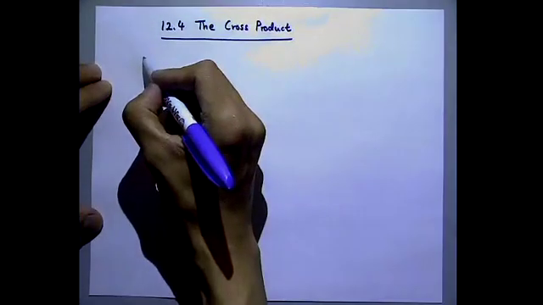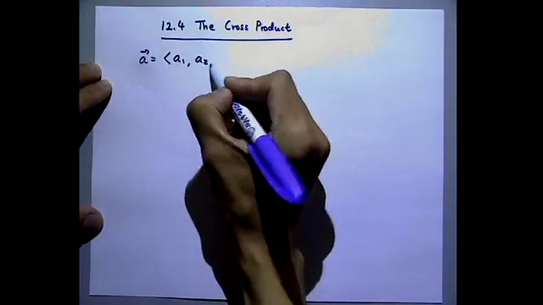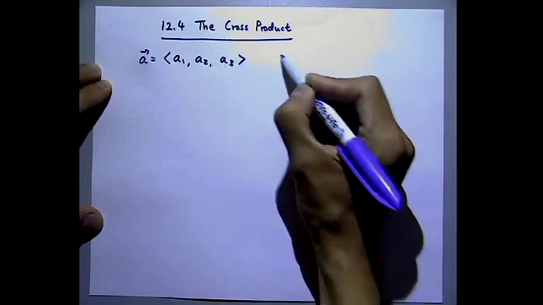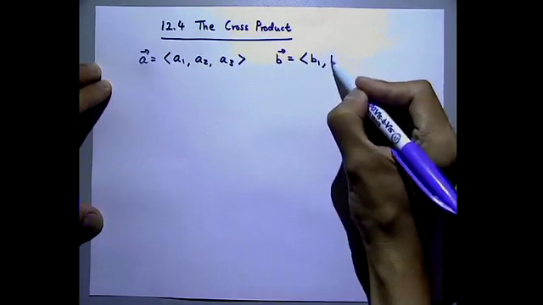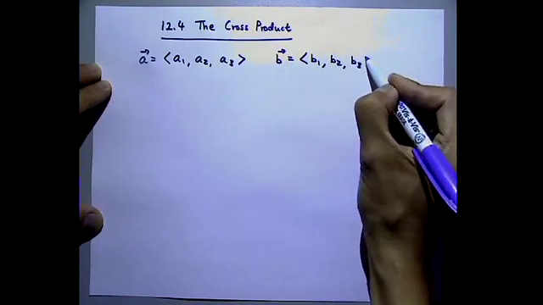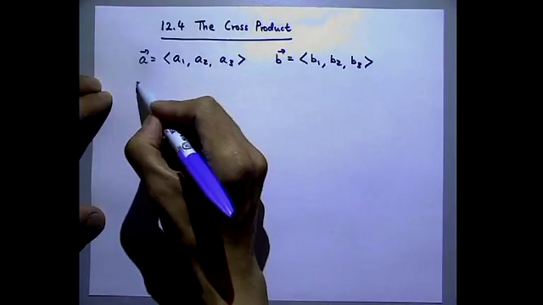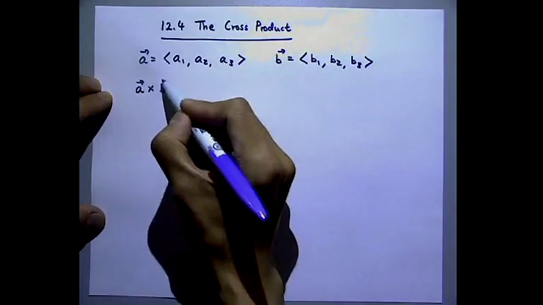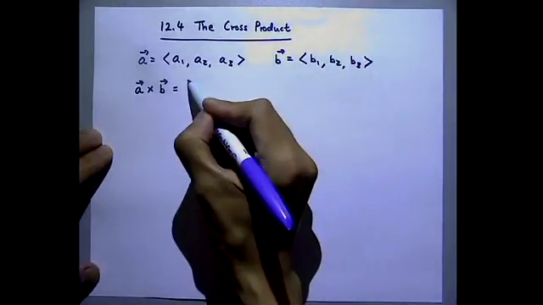Okay, so again, let's say we've got two vectors, A: A1, A2, A3, and vector B: B1, B2, and B3. When you do a cross product, we use the cross multiplication symbol. So A cross B, let me write down what it looks like, and then we'll talk about how we can get that.